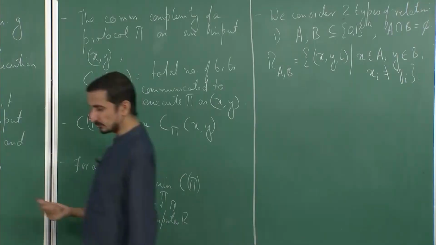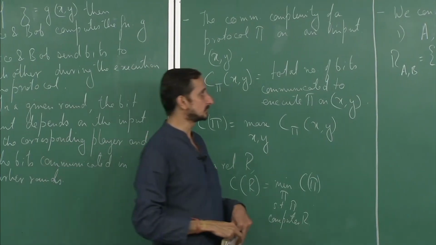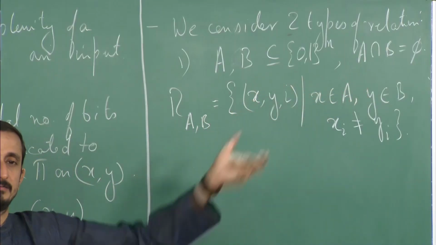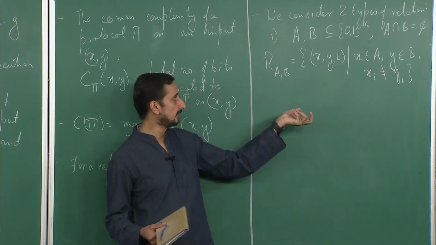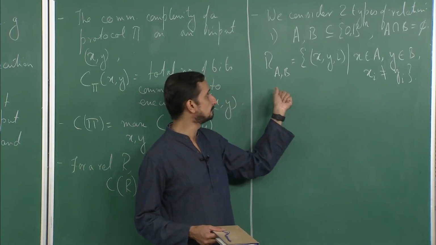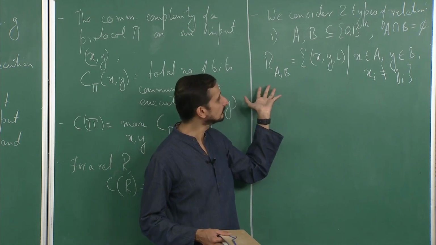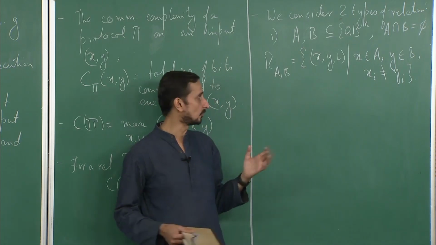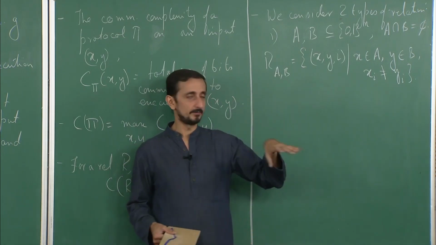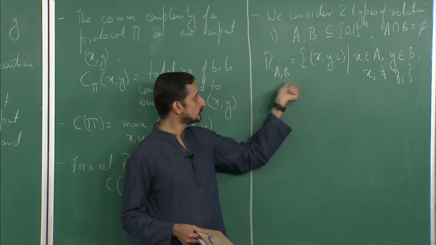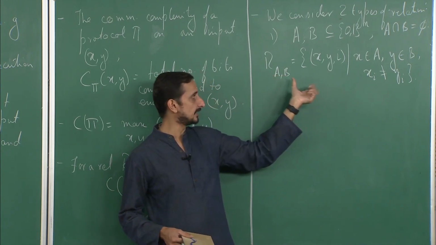Okay. So think of two sets that are disjoint, which means that there has to be some string that is different in both the sets. Assume they are non-empty as well. If they're empty, of course this is not true. Assume both A and B are non-empty. So we define the relation R_AB as follows.